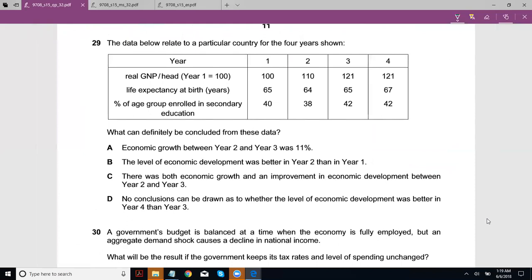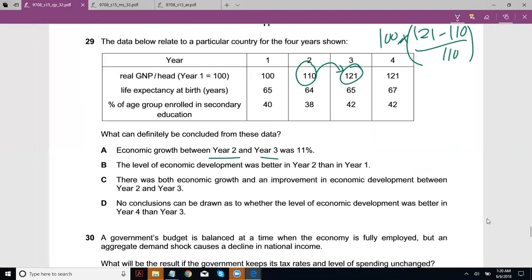The data below relate to a particular country for the 4 years shown. What can definitely be concluded from these data? Economic growth between year 2 and year 3 was 11%. So we have real GNP, and if we look over here, is this really 11%? If you calculate the change, I'm getting 10% in fact, because the growth between these two years is the percentage difference. If you take the difference into 100 of the whole, you're getting 10%, not 11%. So I think we can cross that out.